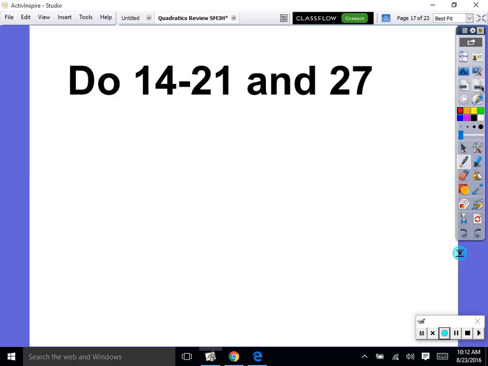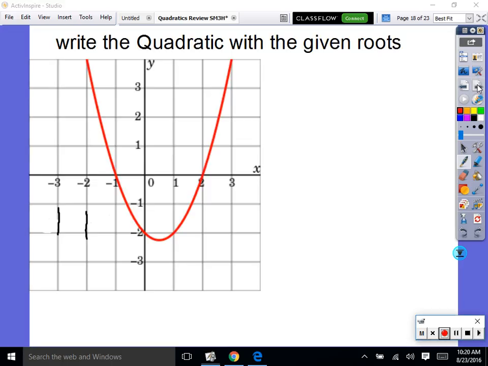Skip to that. Guys, pay attention. This shouldn't be new, but some people, it's been a long summer. So it says, write a quadratic with the given root. So instead of being given the quadratic and finding the roots, we're given the roots, we're given the zeros, and asked to find the quadratic. So if I give you a picture, we would say, okay, what's this quadratic? Well, isn't this the solutions?